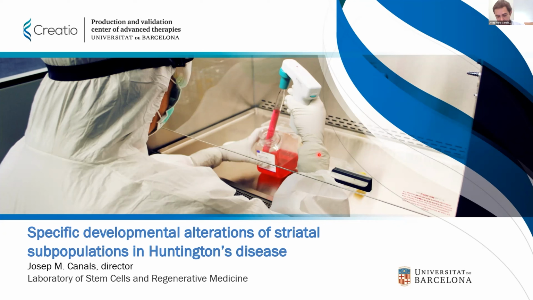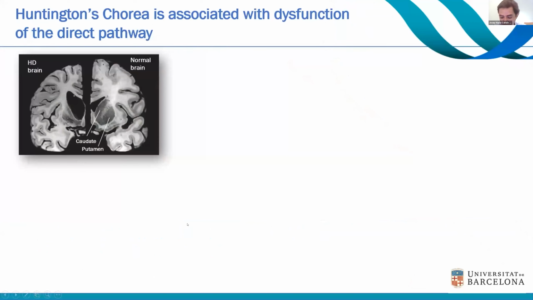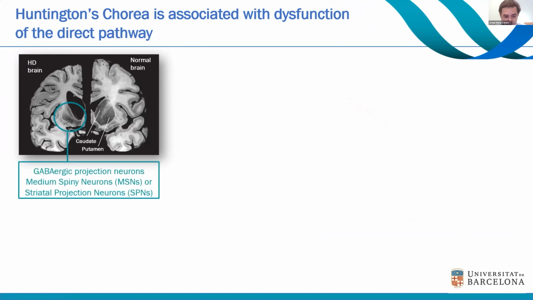So as you know, Huntington disease is caused by the degeneration of the GABAergic projecting neurons in the striatum, and also by associated degeneration of the cortical layers. Okay, but we are going to focus on the striatum this time.